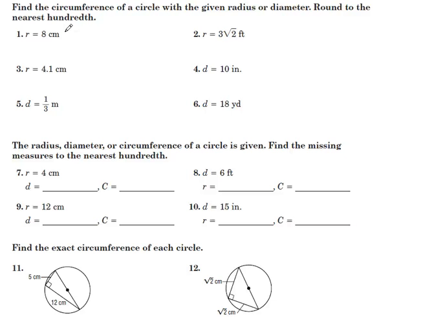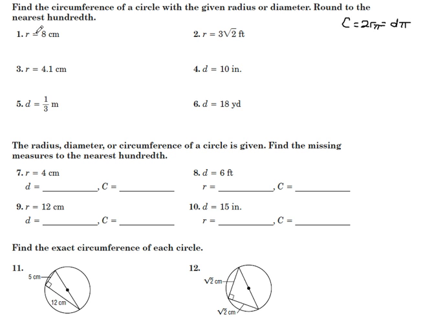Hello everybody, we're going to do a few exercises with circles dealing with radius, diameter, and circumference. For numbers 1 through 6, we're to find the circumference of the circle with the given radius or the given diameter. Now remember, the circumference can be found by taking 2 times the radius times pi, don't forget pi in there, or the diameter times pi.